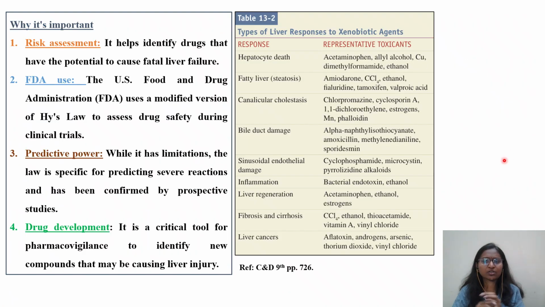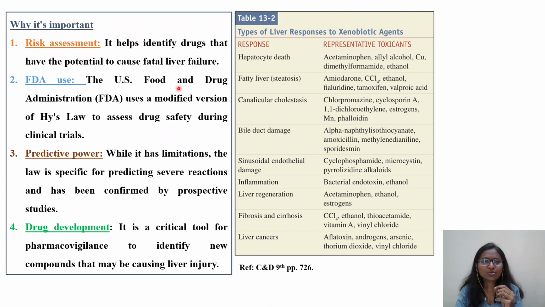In addition to this concept, we also see the importance of Hy's law as well as the R value. It is used for risk assessment. It is also a requirement of the FDA regulatory agency. It is used for its predictive power, and it is also used in drug development. In the case of risk assessment, Hy's law helps identify drugs that have the potential to cause fatal liver failure. Even though we know that the liver can regenerate, there are still patients who undergo fatal liver failure. To identify that, we can use Hy's law as a risk assessment tool.